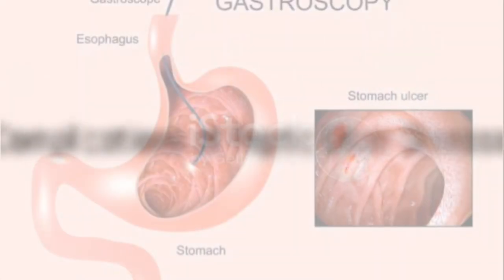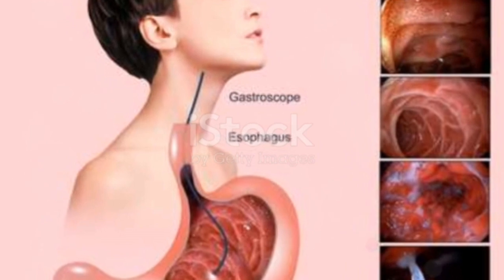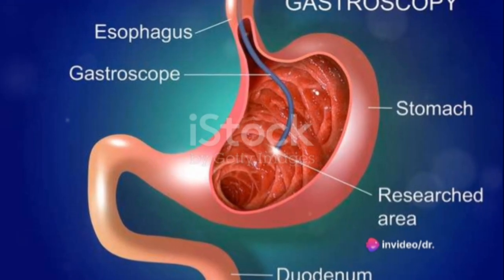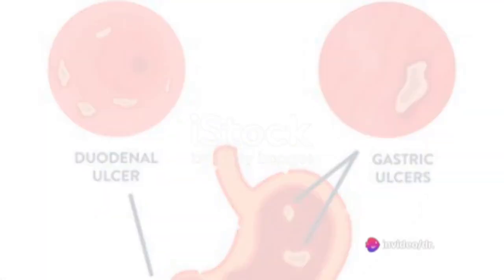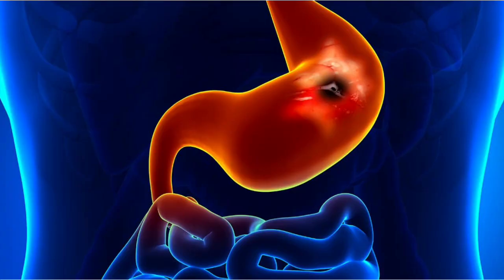Peptic ulcer disease can lead to serious complications, such as bleeding, perforation, or obstruction of the stomach or small intestine, so prompt diagnosis and treatment are essential. In conclusion, peptic ulcer disease is a common condition that can cause a range of symptoms and complications. Early diagnosis and treatment are key to managing the condition and preventing complications.